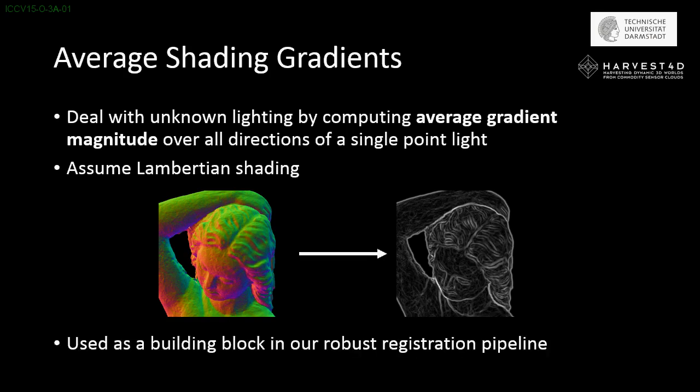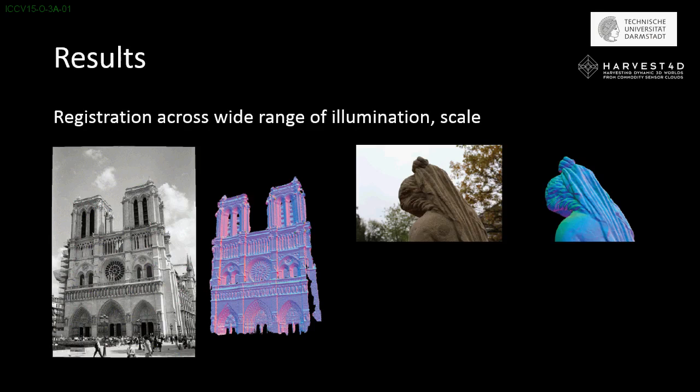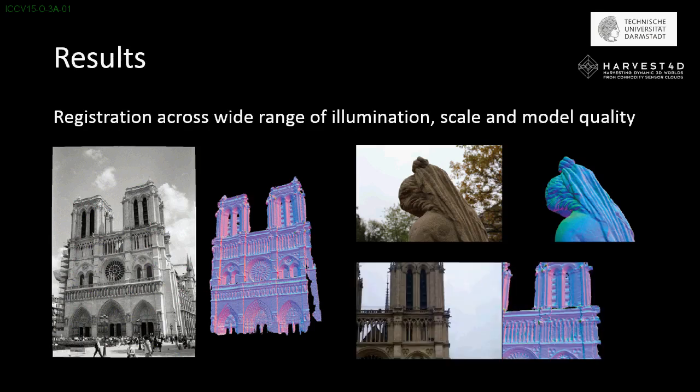This representation matches well against shading gradients found on real photographs, and we use it as a building block in our robust registration pipeline. We can register images showing the object in different illuminations, with different scales, and with different quality levels of the untextured 3D model. Also, the object does not need to be fully visible in the photo.